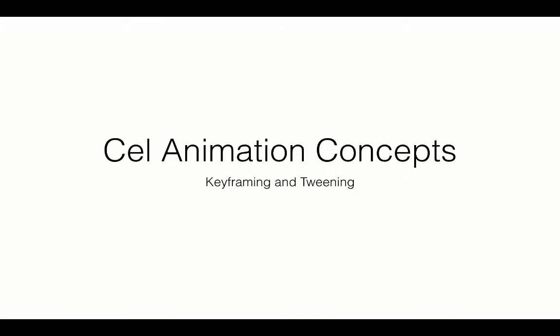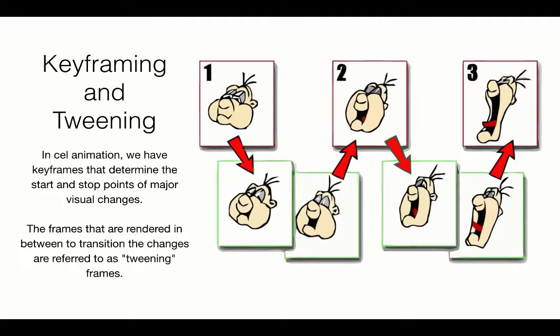Right. And so cell animation concepts, some really important ones are keyframing and tweening. Basically, in cell animation we have keyframes that determine the start and stop points of major visual changes. The frames that are rendered in between to transition the changes are referred to as tweening or in-betweening, right? That's where it comes from, is in between. They're referred to as tweening frames.